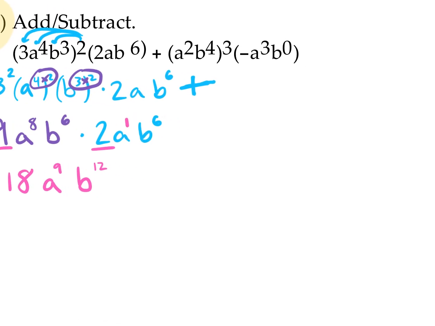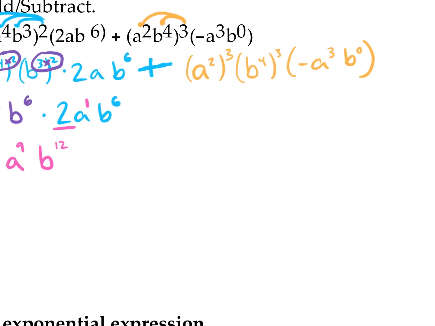What should I do first to simplify the right side? Let's distribute the exponent. So that gets distributed to everything inside. So I have a to the second power to the third power, b to the fourth power to the third power, times negative a to the third power times b to the power of 0. What can I do next?